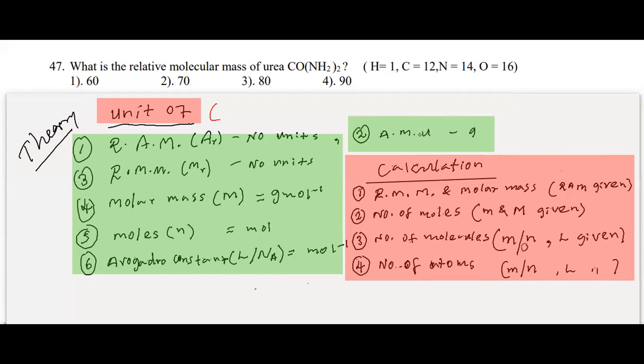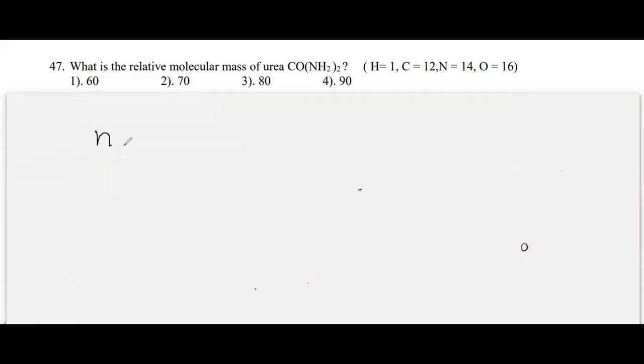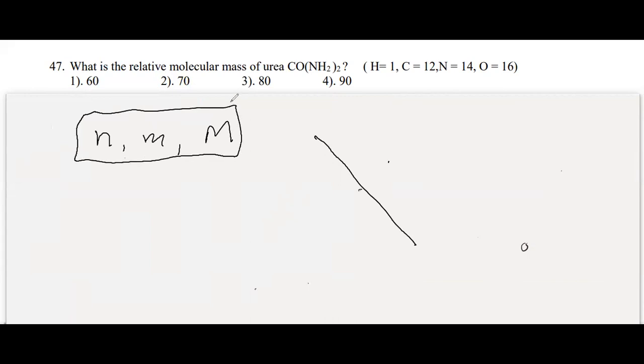Now, one more thing. The most important calculation you are getting here is the moles, mass and molar mass relationship. How to find the number of moles? This is not given in your textbook, but you can search on the internet; this is a short method I am telling. When you are given any two of these, you can find the other one.